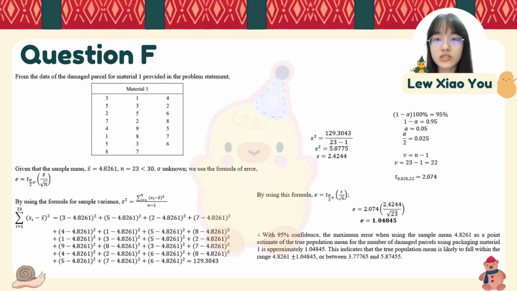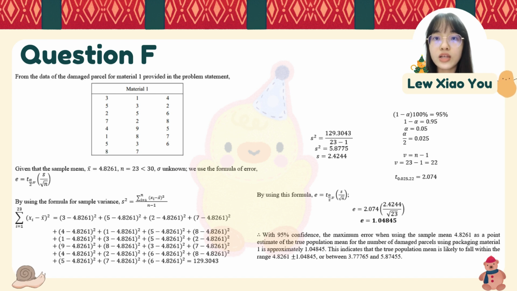For question F, the objective is to calculate the maximum error when using the sample mean 4.8261 as a point estimate of the true population mean for the number of damaged parcels with 95% confidence level. From the sample data of packaging material 1 provided in the question, we know that the sample size is 23. Since the sample size is less than 30 and the population standard deviation is unknown, we use this formula of error to calculate. According to the formula of error, we need to find the sample standard deviation.